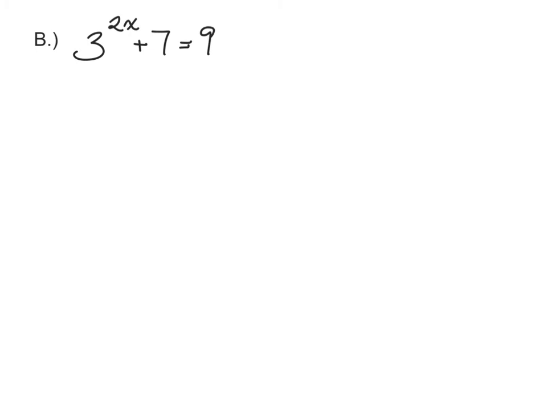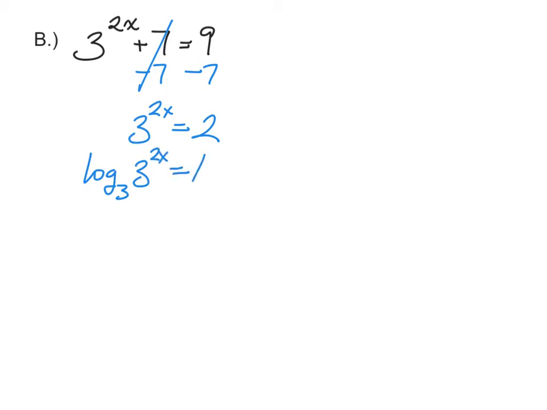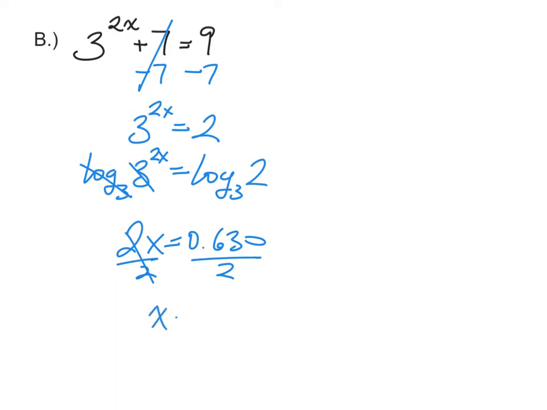In part B, we have another exponential equation, so we need to get the exponent alone. That's going to involve subtracting 7 first. So we're left with 3 to the 2x is equal to 2. Now, to get rid of the base, we're going to use a log. Log base 3 of 3 to the 2x is equal to log base 3 of 2. The log and the base will cancel, so 2x is equal to, in the calculator, 0.630. Finish it up now by dividing both sides by 2, and x is equal to 0.315.